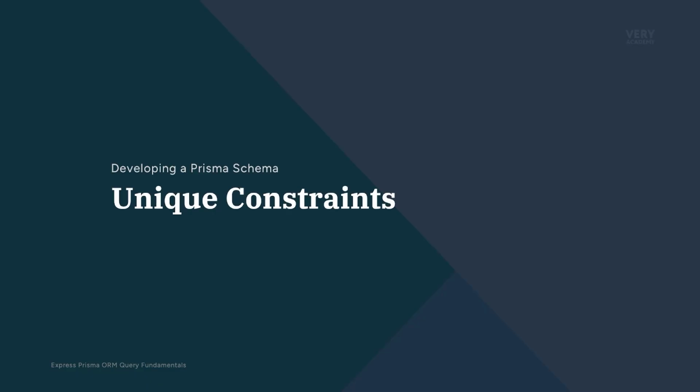So the key takeaways here: uniqueness ensures that no two rows in a database table can have the same values in one or more columns. Ultimately, this just helps maintain data integrity by preventing duplicate entries.